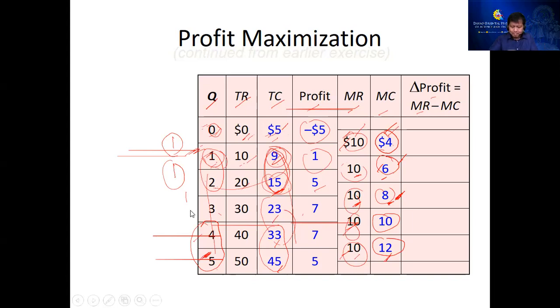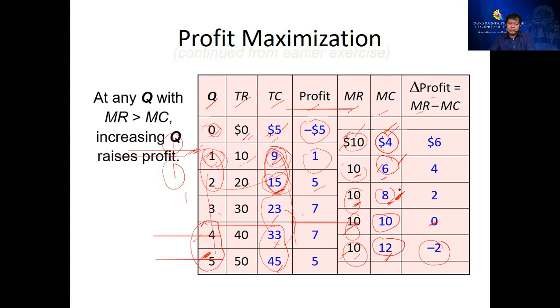So here the gain is 10 minus 4, which is 6. The gain here is 10 minus 6, which is 4. The gain here is small, and there is no gain at this level. It is already a loss here. So at any quantity Q, with MR greater than MC, increase the Q and raise the profit. When revenue is greater than marginal cost, we can continue the business and increase production, because there is still gain in that portion. That is what profit maximization in a completely competitive market means.